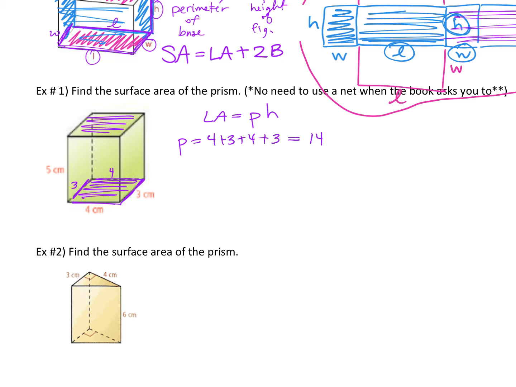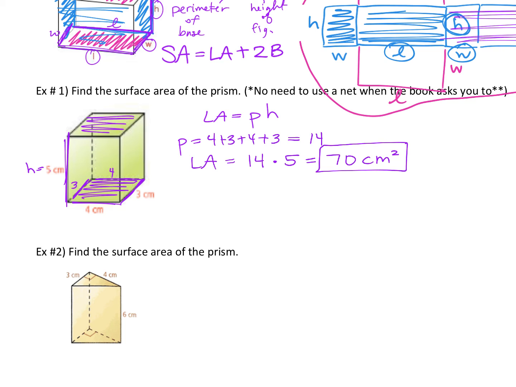It's the distance between your 2 bases, right? It's the height of the figure. So this is your H, the 5. So my lateral area is 14 times 5. When you plug that in, you get 70, and it's an area, square centimeters. Okay, so that's the area of what you're looking at there as green.